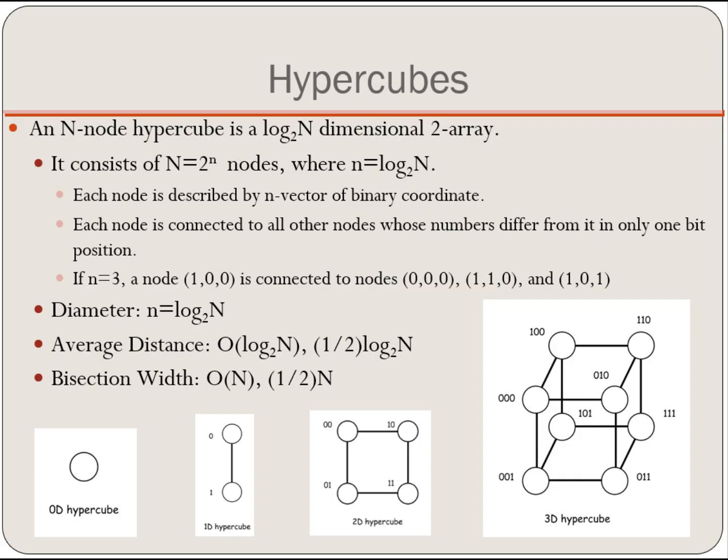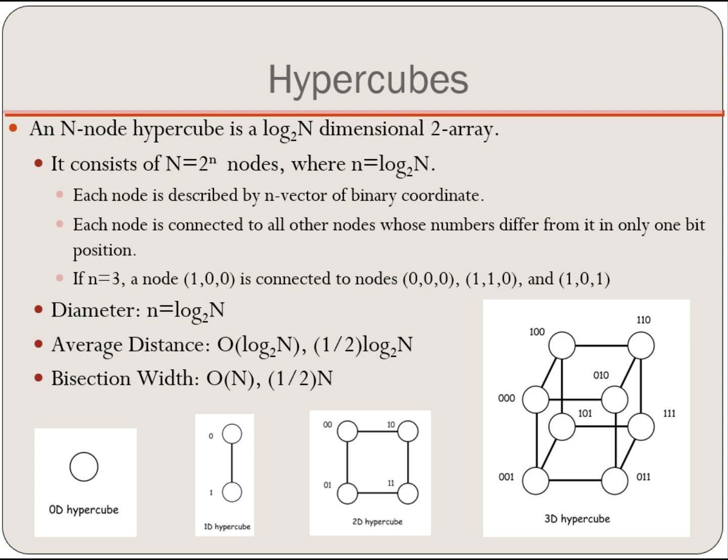Then if we use two of these one-dimensional hypercubes, one with nodes 0,0 and 0,1, and another with nodes 1,0 and 1,1, we connect the corresponding pairs of nodes: 0,0 with 1,0, and 0,1 with 1,1. Then it becomes something like this, and this is a 2D hypercube.